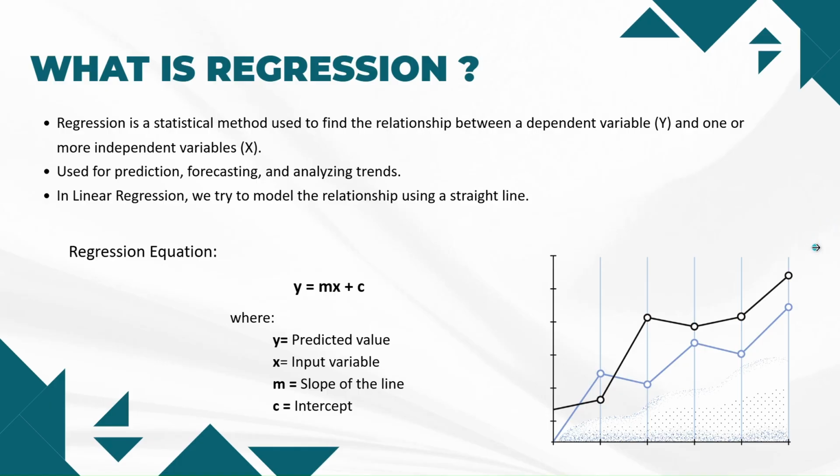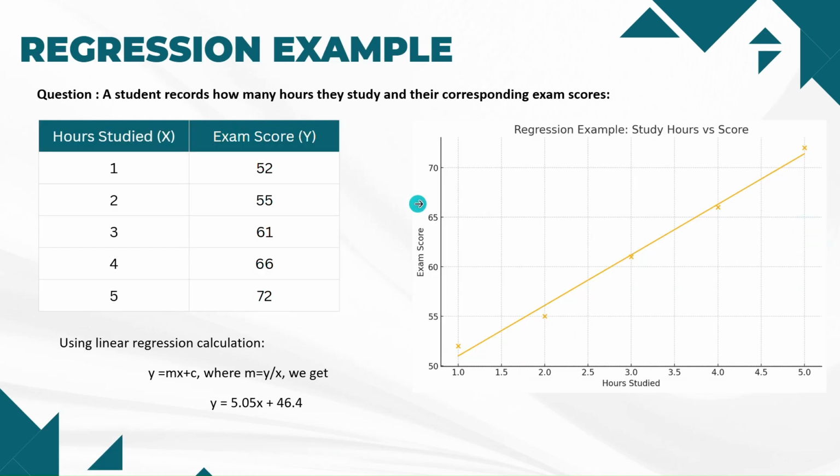To better understand this, let us take a real life example. A student records how many hours they study and their corresponding exam scores. As we can see in the table, we have hours studied in X and exam score in Y. So looking at this table, we observe a pattern. As the number of hours studied increases, the exam score also increases. So there is a positive relationship between study time and marks.